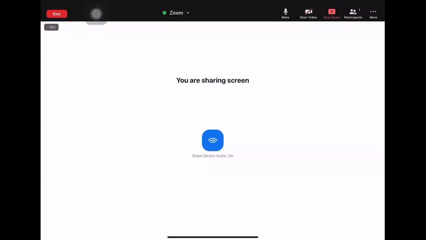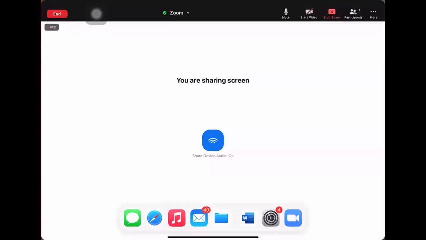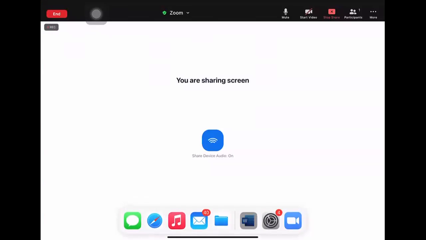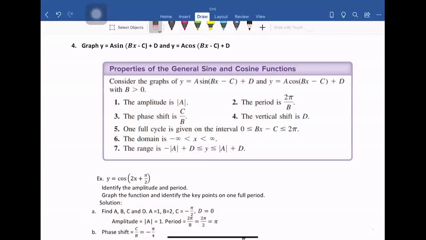Hello, let's continue chapter 5.5, part 4. Graph y equals a times sine(bx minus c) plus d, and y equals a times cosine(bx minus c) plus d. These two functions are the general sine and cosine functions. Properties of the general sine and cosine function.